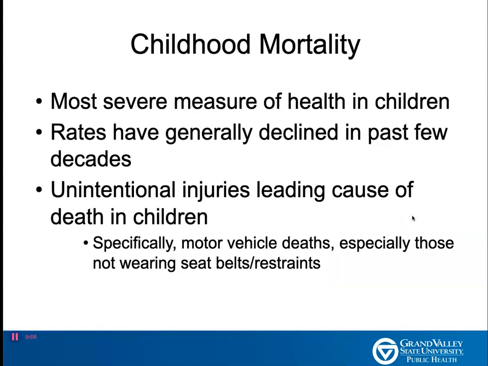Then child mortality. I thought this was interesting. Unintentional injuries are a leading cause of death in children. This has been helped in motor vehicle deaths because of child car seats, right? The height and age requirements have actually changed so that we have less childhood mortality in motor vehicles. But we're now finding that there are bicycle issues and kids not wearing bicycle helmets. That's a pet peeve of mine, by the way.